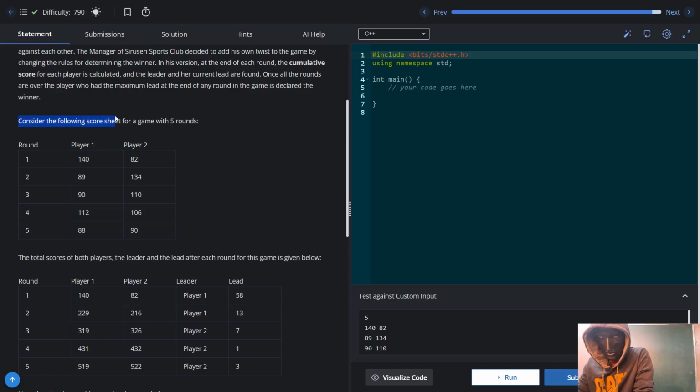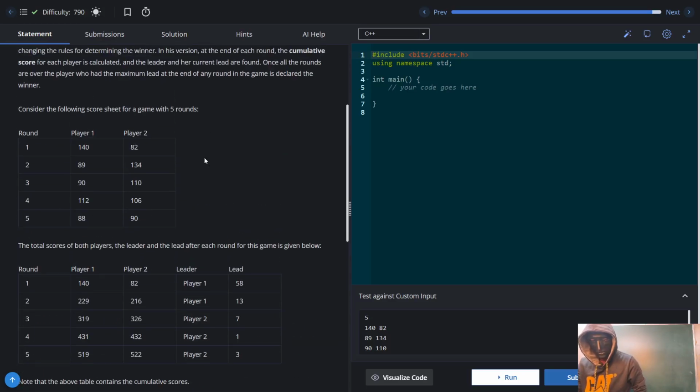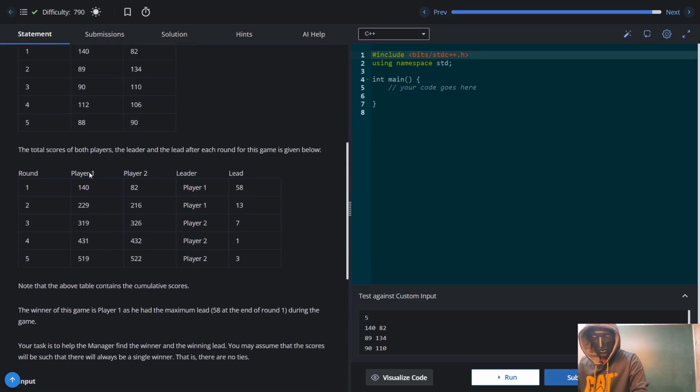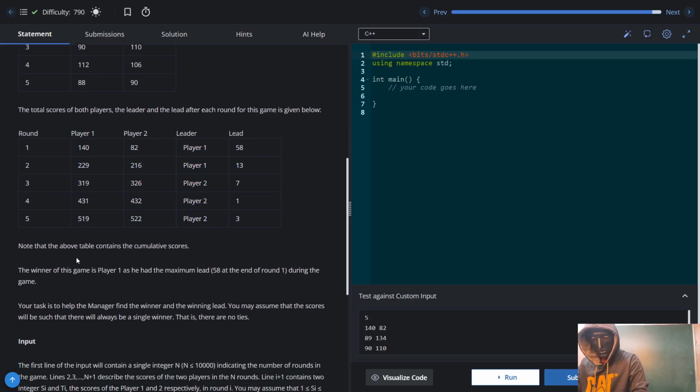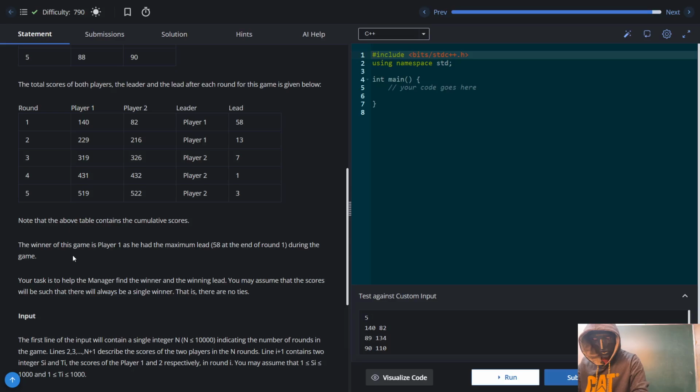Consider the following score sheet for the game with N equal to 5. I will be taking this example and understanding what is happening. For the total score of both the players, the leader and the lead after each round, we have this table. I'll be drawing this table, don't worry. Note that the above table contains the cumulative scores. And the winner of this game is player 1, as he had the maximum lead of 58 at the end of round 1.